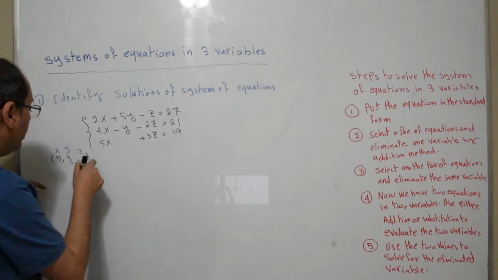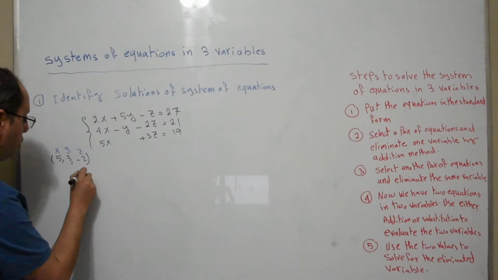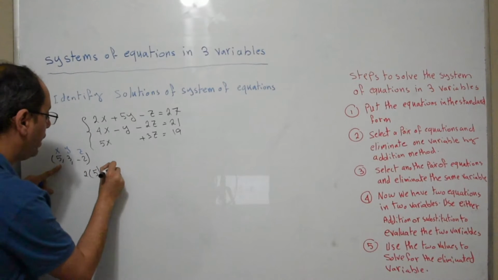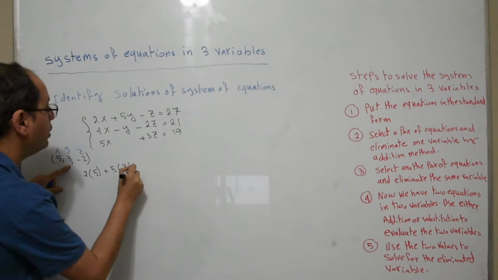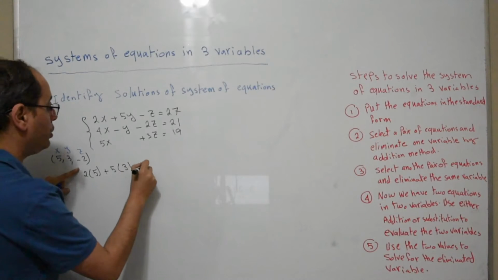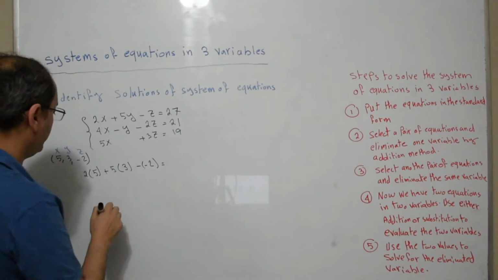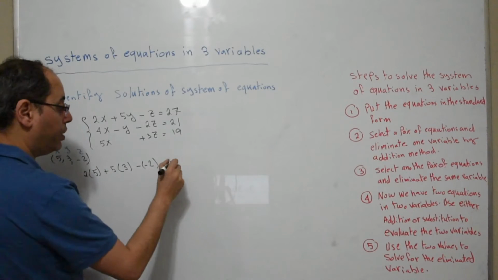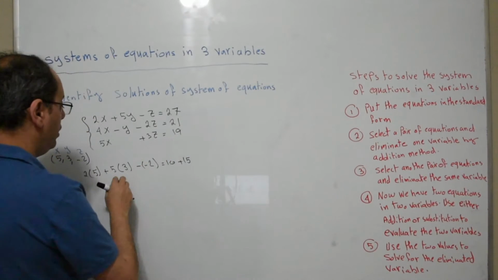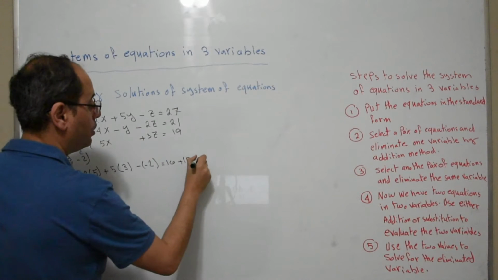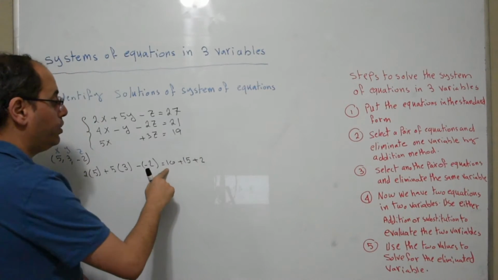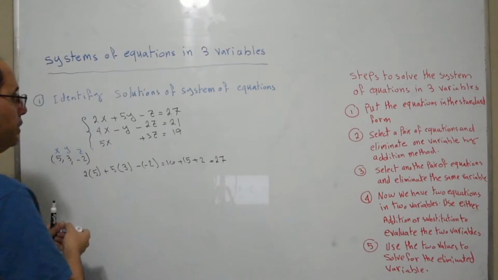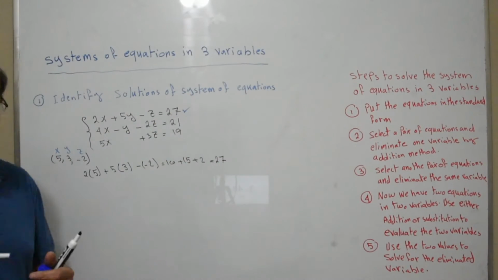So let's try that. We're going to go with the first one. I'm going to plug in 2 times x, which is 5, plus 5 times y, which is 3, minus z, which is negative 2. So how much is that? 2 times 5 is 10, 5 times 3 is 15, minus negative 2 is plus 2. So 15 and 10 is 25, plus 2 is 27. Great. So the first one is correct.